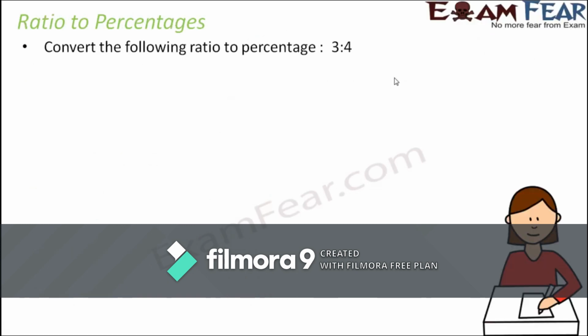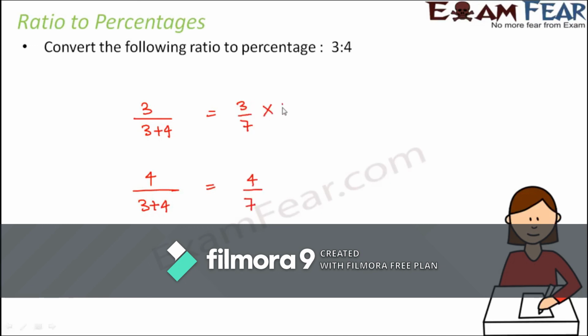Let us take one more example. Convert the following ratio to percentage. This is a simpler one: 3:4. So what do we do? Which are the 2 parts? 3 and 4. Let's divide each by the sum of the 2 parts, that is 3 plus 4. So this is 3 by 7 and this becomes 4 by 7.